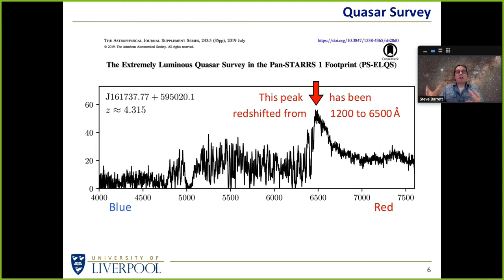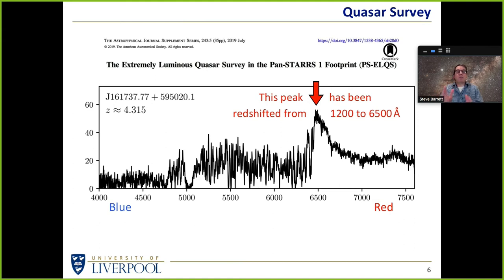In other words, if we take a similar spectrum but from a laboratory-based source, that peak would occur at 1200 angstroms. But it's been shifted all the way from 1200 to 6500 because of the extreme velocity at which this object is receding from us, because of its great distance.